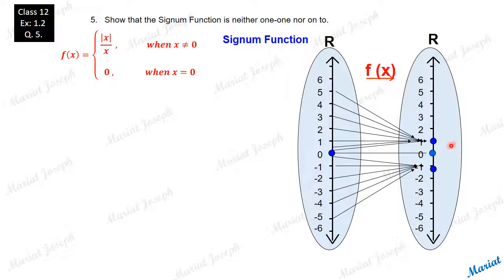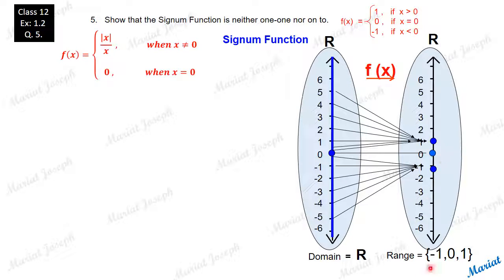So ultimately what happens is, we may take the complete set of real numbers as the domain. All x values we use to calculate. But the images are only 3 numbers. So the range is minus 1, 0, 1. A limited set, only 3 elements.